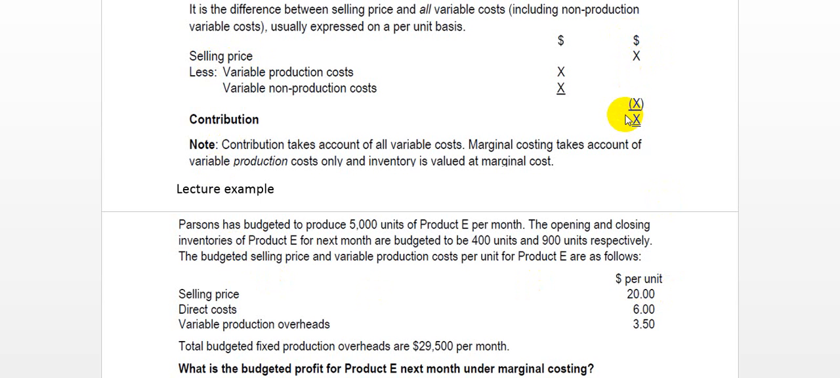We then subtract the variable production costs. In this case, we've got the direct cost of 6 and the variable production overheads of 3.50. So 20 minus 6 minus 3.50 will give us a contribution of 10.50 per unit.